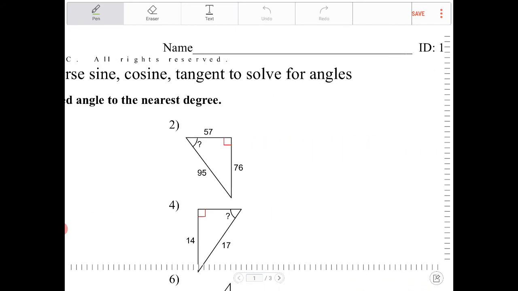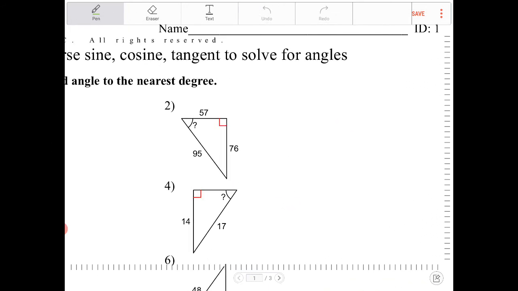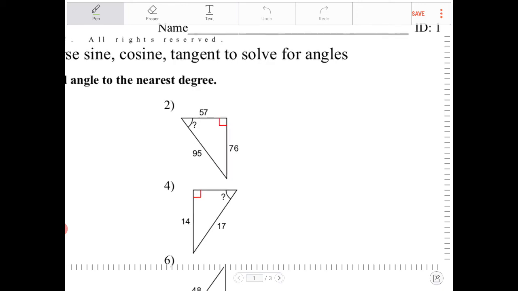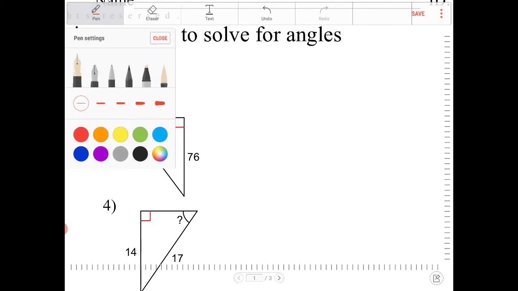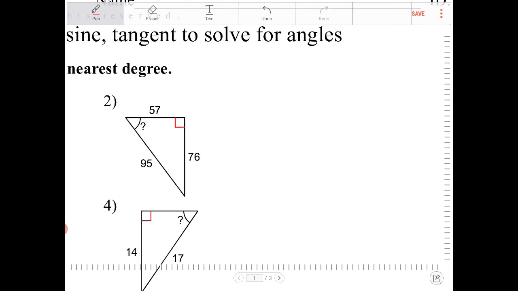In this video I'm just going to go through the even questions, because they're all very similar. For question 2, this is the angle I'm trying to find. I'm going to use red. I have no restriction on whether to use inverse sine, cosine, or tangent, so for this first problem I'm just going to use inverse tan. I'll call this angle x.